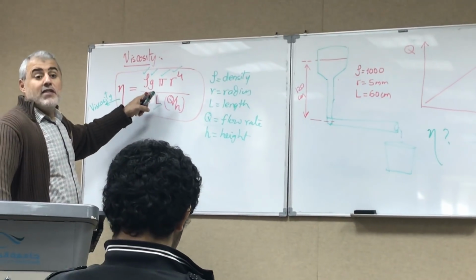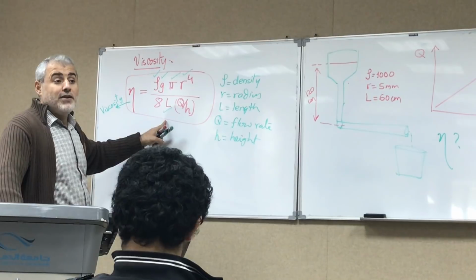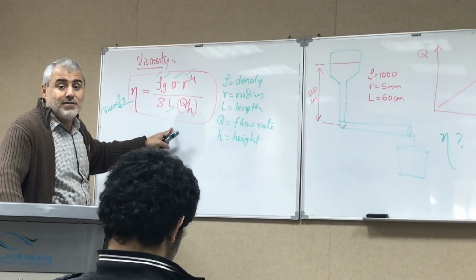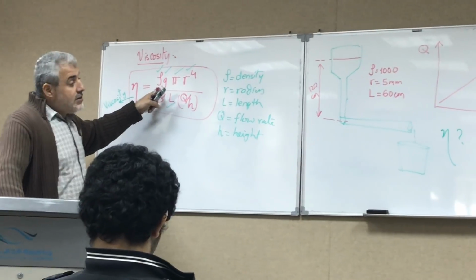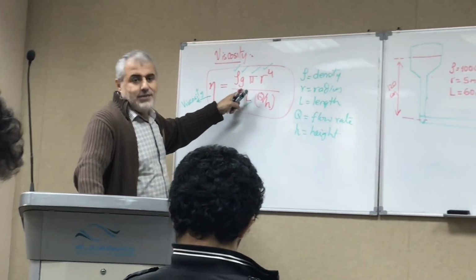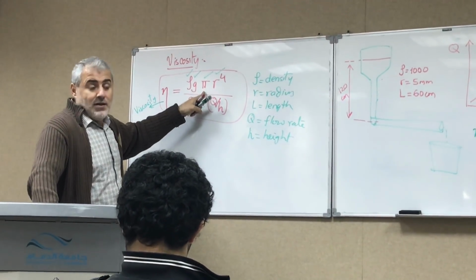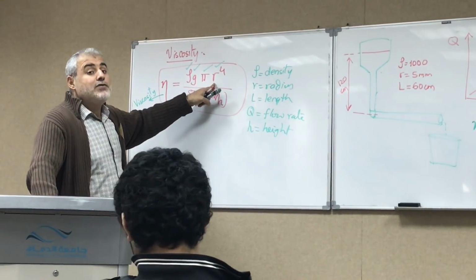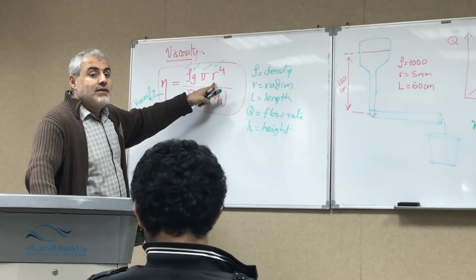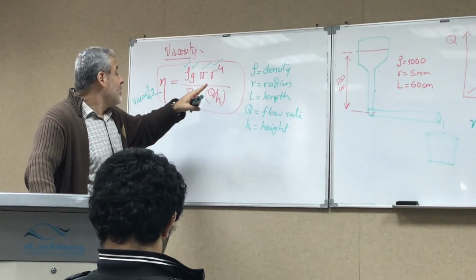See guys, the formula will be given to you in the formula sheet. It's simple. Rho is there, it's 1000. G is 10. Pi, we know it, 22 over 7. Now R is given. R you have to convert to meters, so times 10 to the power negative 3.